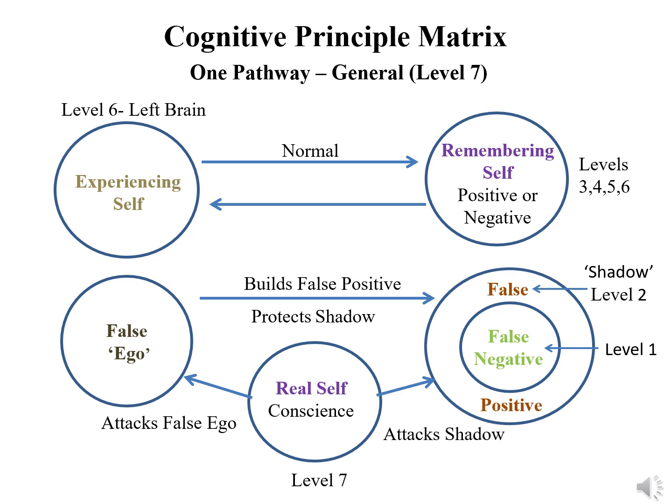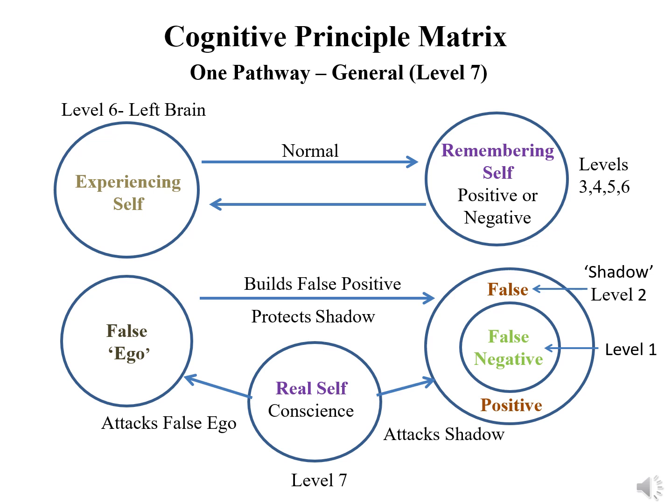positive covering it up. So a person who has a shadow can never be at peace in their life because internally, subconsciously, even though they're not aware of it, there is a battle going on between the ego and the real self. If a person was a totally balanced person with no false negatives and false positives, they'd be operating at a normal level where they'd be experiencing life and having normal positive or negative memories at levels 3, 4, 5, and 6 at the top level there.